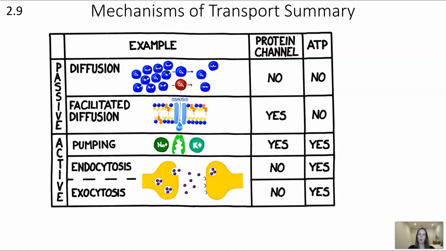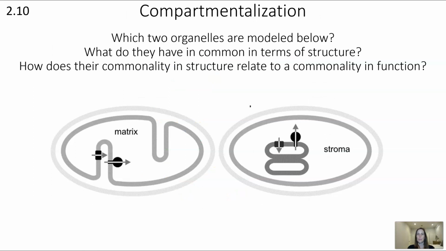The next diagram represents bulk transport, so both endo and exocytosis of materials moving into and out of the cell. These do not require protein channels because it's movement through vesicles, but it does require ATP, and so is a form of active transport.